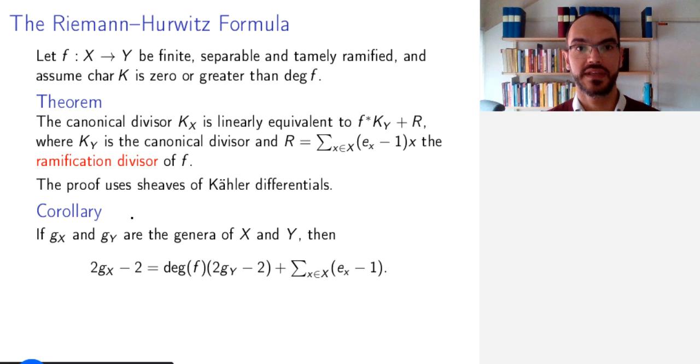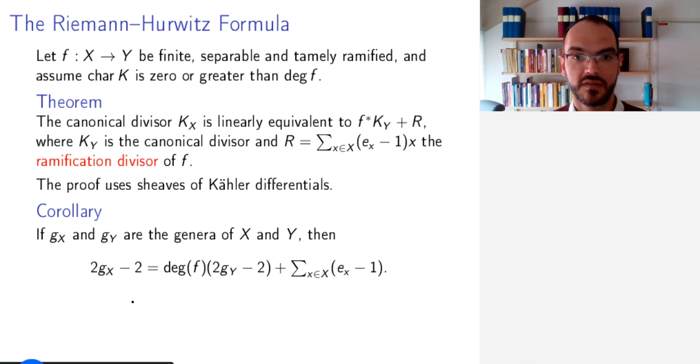From this, we deduce the following corollary that is known as the Riemann-Hurwitz formula. And by the way, the proof of this theorem uses sheaves of Kähler differentials that we will get to in the future, hopefully. So if now our curves x and y have genus g_x and g_y, then from the theorem it follows that 2g_x minus 2 equals the degree of f times 2g_y minus 2 plus this thing.